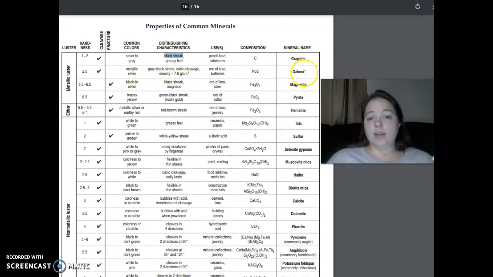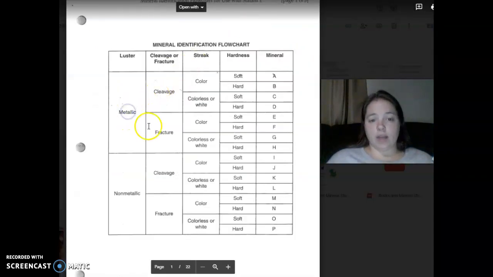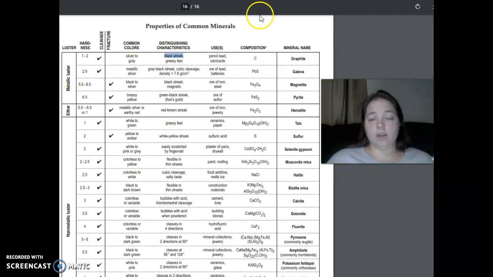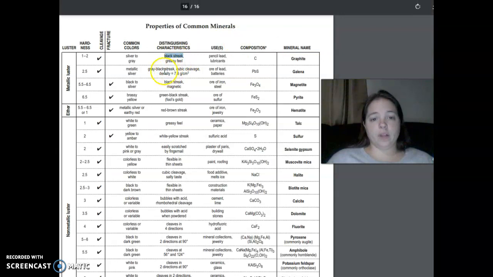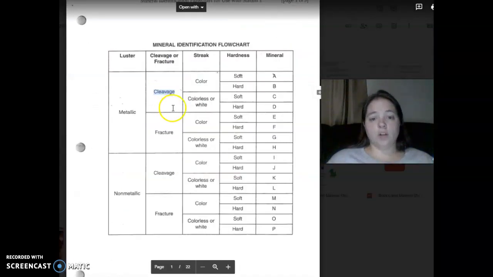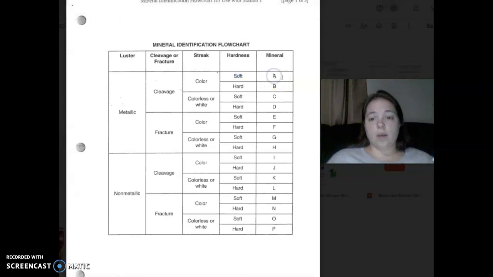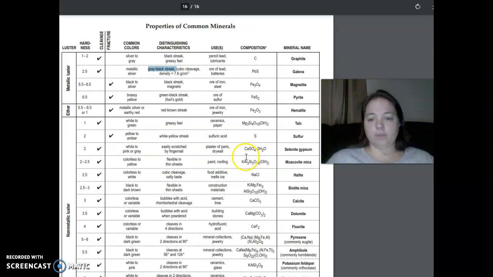Well, let's do galena. All right, so galena is metallic. Does it cleave? Galena cleaves. Is it colorless or white? Let's see. Black streak, so there's a color to it. Is it soft or hard? It is definitely soft, so I would label it an A. Did you notice both of them are A's? That's okay. It can be. That is how it works. You just follow this flow chart based on your reference table right here.